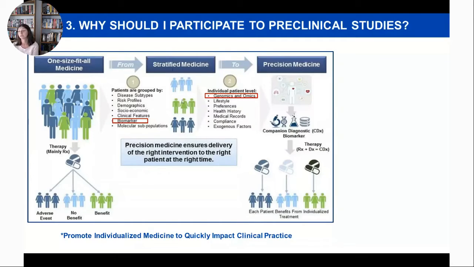And we stratify a group of patients using different criteria, including disease subtypes, risk profile, demographics, socioeconomic factors, clinical features, biomarkers, which are biological markers, and different molecular subpopulations. So we will go over this one very soon.